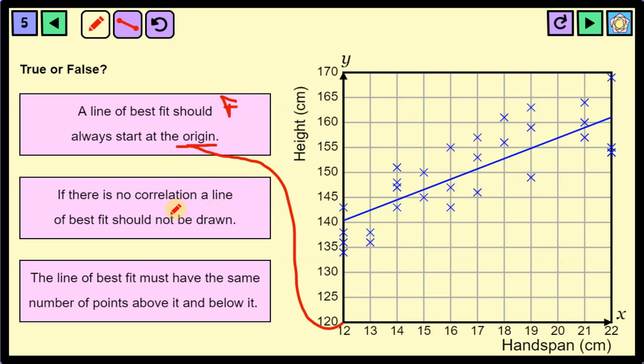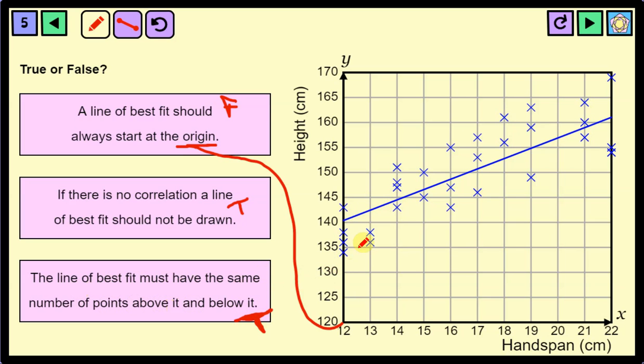If there is no correlation, a line of best fit should not be drawn. That is true. If the points are all dotted all over the place and we can't draw a nice line between them, then we shouldn't bother, because it'll be more confusing. The line of best fit must have the same number of points above it and below it. This is kind of like a true, but people are not so strict that if you get one more point above than below, they're going to say you're wrong and disregard all your research.